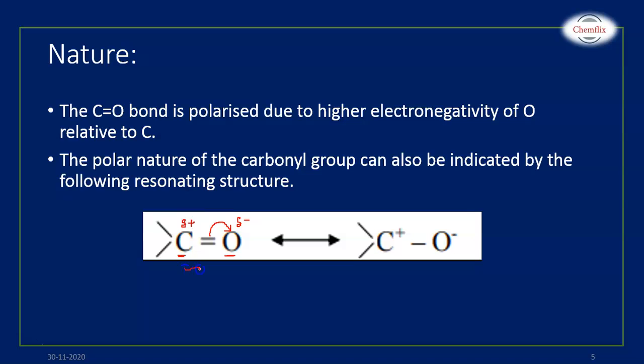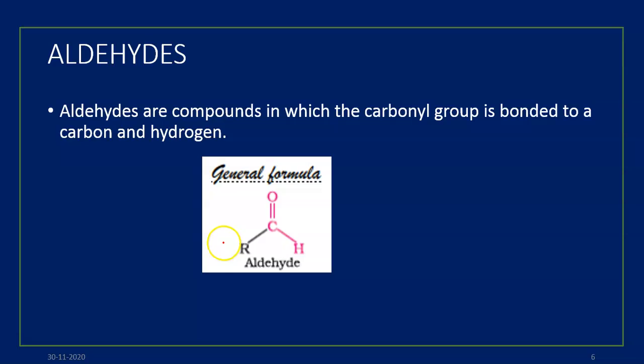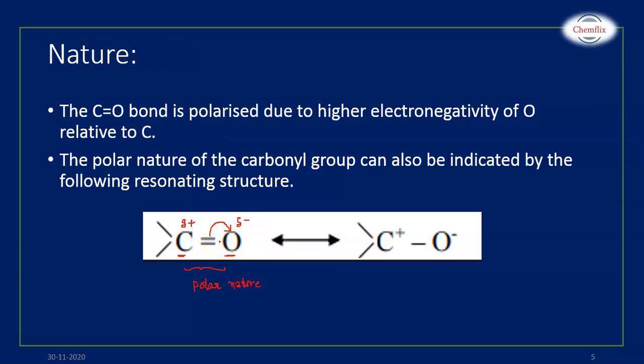That means you can find a polar nature in the carbonyl group. So the polar nature is due to the higher electronegativity of oxygen relative to carbon, and it is indicated by the following resonating structure. This resonating structure is formed by pulling of the shared electron pair towards the oxygen due to its higher electronegativity compared to the carbon. So that is the reason for so many properties of these aldehydes and ketones.